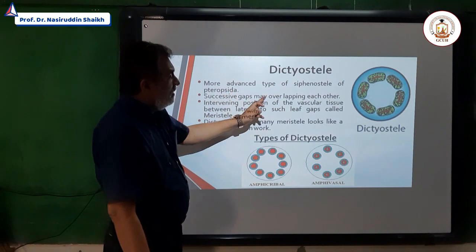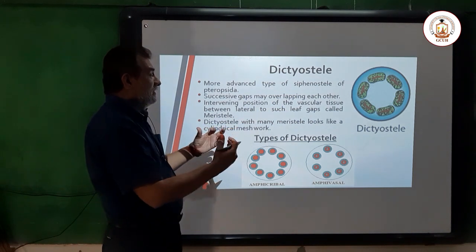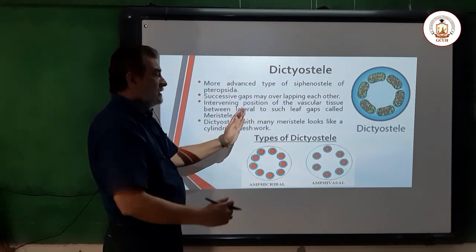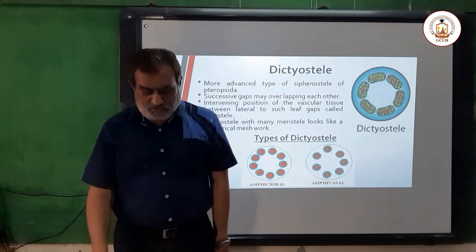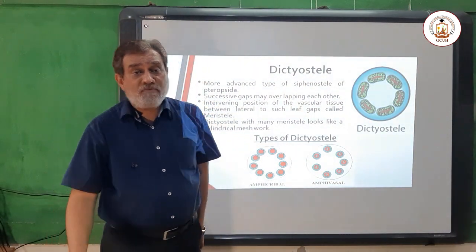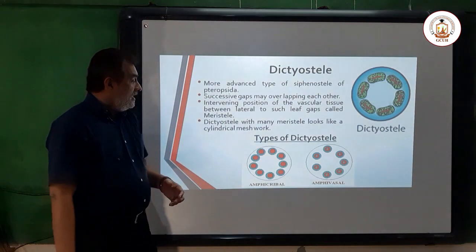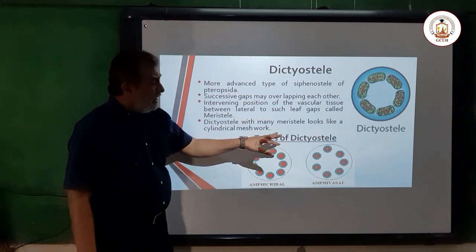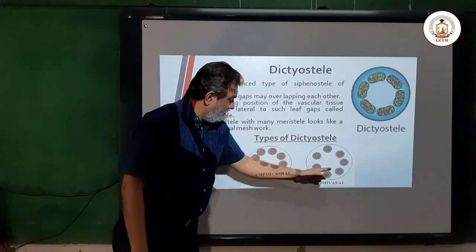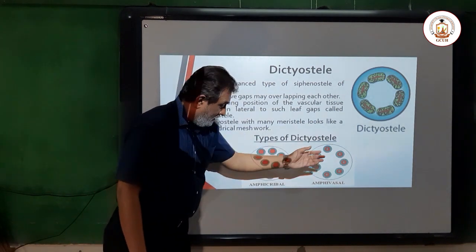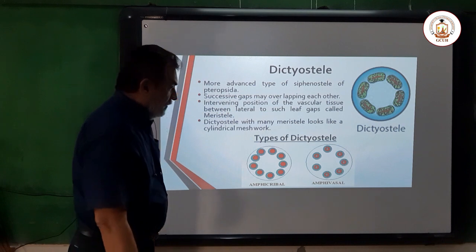Here, successive gaps may be overlapping each other, and then after that, the intervening position of the vascular tissues is on the lateral side. Such leaf gaps are the meristems. These gaps, as I have told you, are called the meristem, or somewhere we call them the medullary rays. After the dictyostele with many meristems looks like a cylindrical meshwork. If you see here, the gaps are narrow, so we call it the amphicribral or the amphivasal.